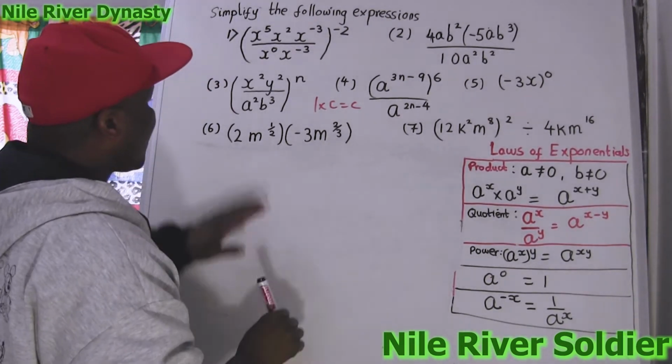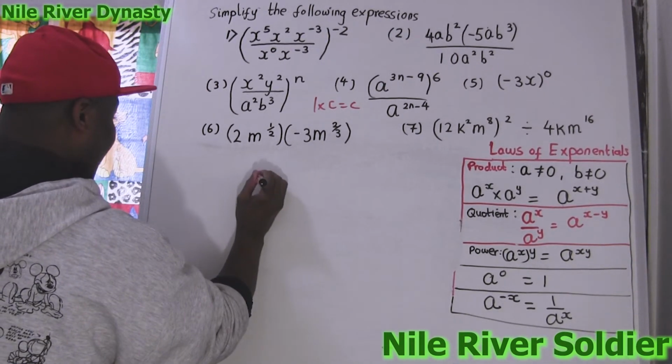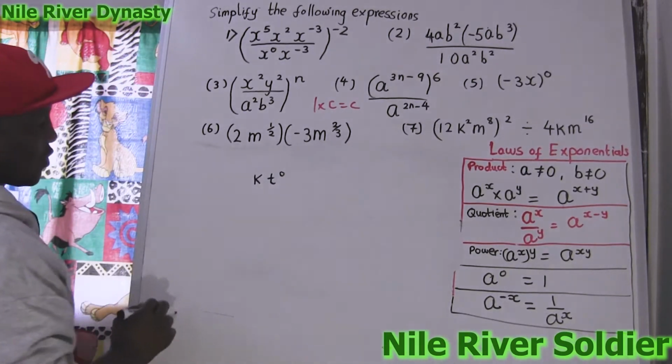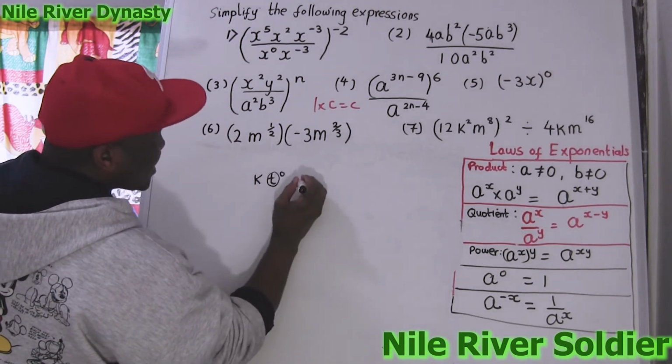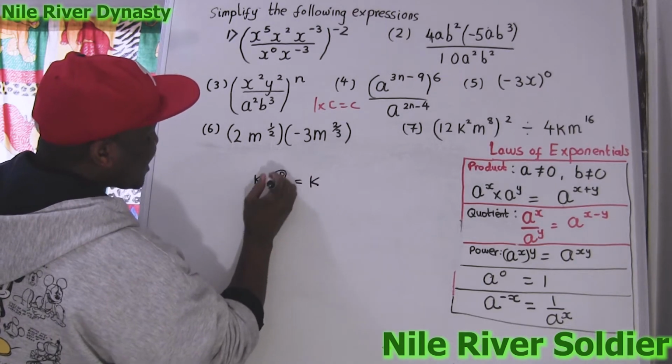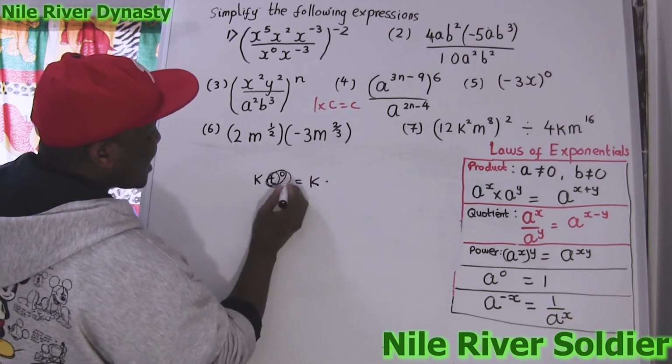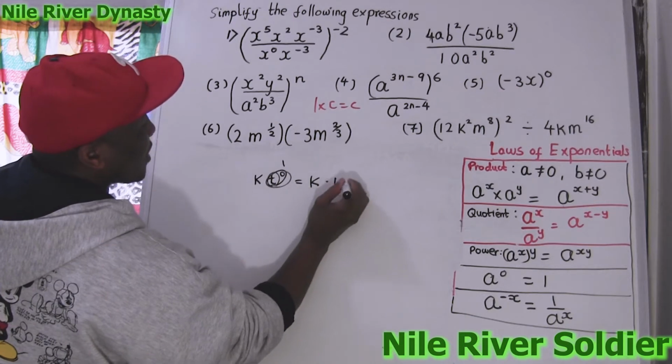Okay, so somebody gives me, let's say, K, T power 0. So that's something power 0. What is that power 0? Only T. So this time we say K with a 0. It's going to be K times something with a 0, which gives us 1. So K times 1 equals K.